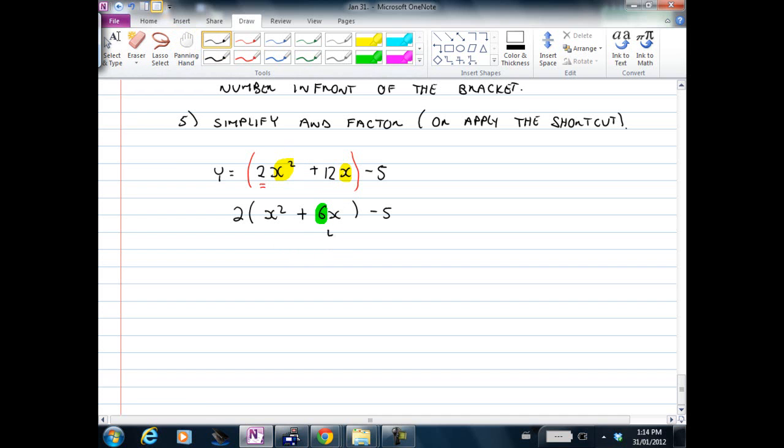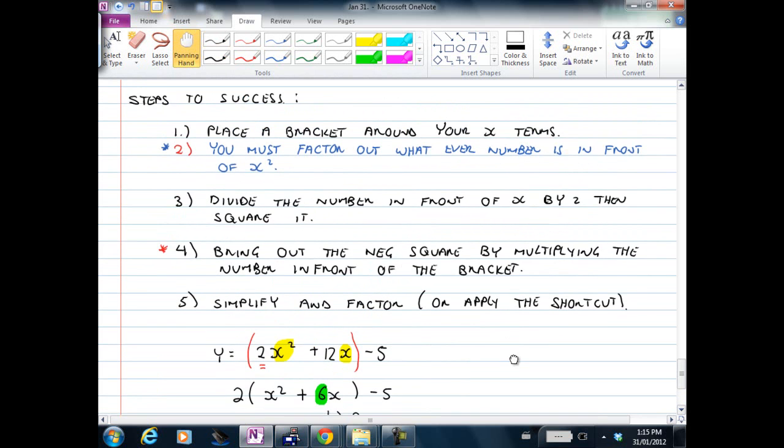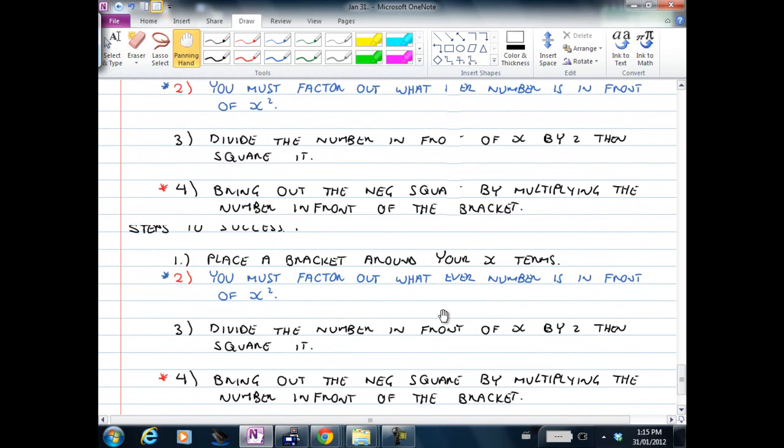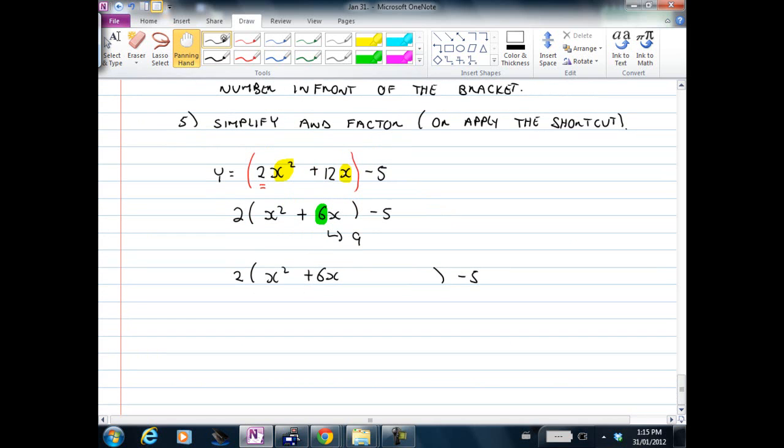9. So you're going to rewrite this as 2, open bracket, x squared plus 6x minus 5. Think about what goes in here. Go back to my old example. Plus 9 and minus 9 is correct. You gotta have plus 9, minus 9. We're almost home free. Step 3 is done.